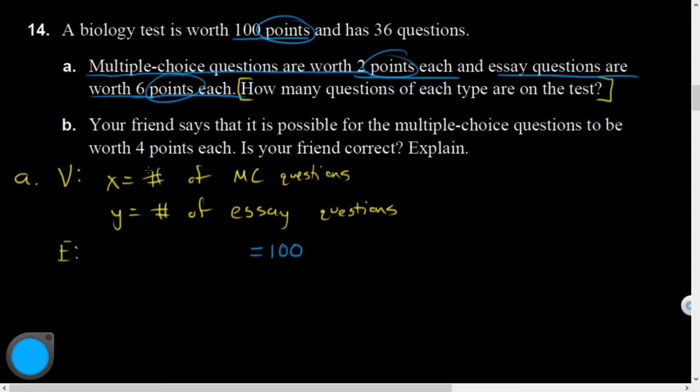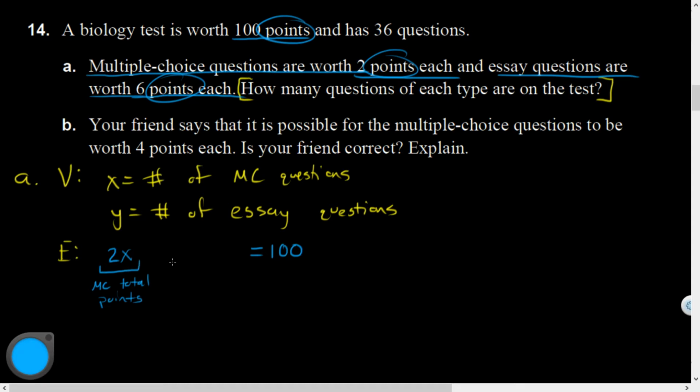Well, if multiple choice are worth 2 points each, so if I take 2 points, multiply by the number of multiple choice questions, these would be the multiple choice total points, right? You guys agree that if I take 2 points each, multiply by the number of them, that's how many points I get from multiple choice questions?